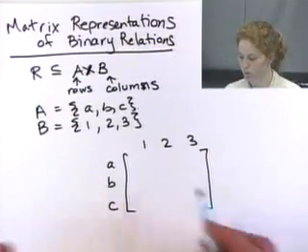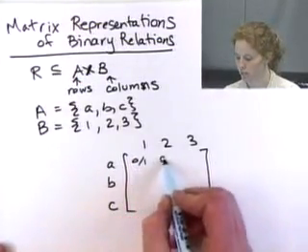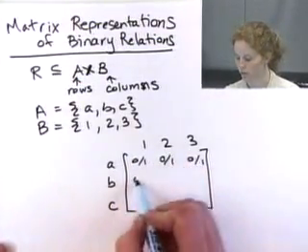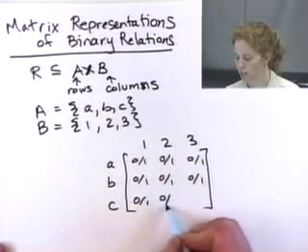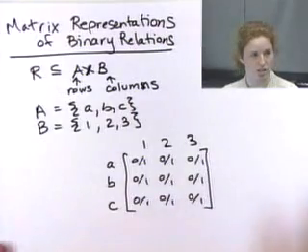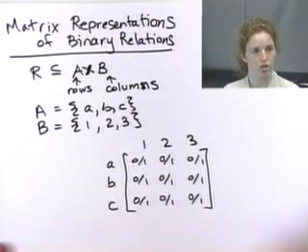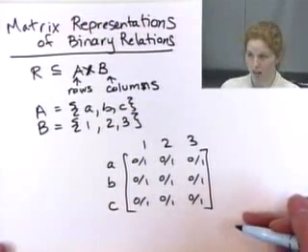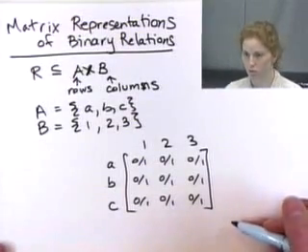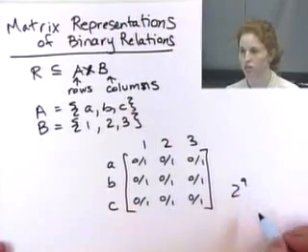Now, the reason where the 2 comes into play is because each one of these can be a 0 or a 1. And any combination of those will be a binary relation. So each one has 2 choices, and I have 3 times 3 blanks. I have 9 blanks. So the number of possible relations is 2 to the 9th.